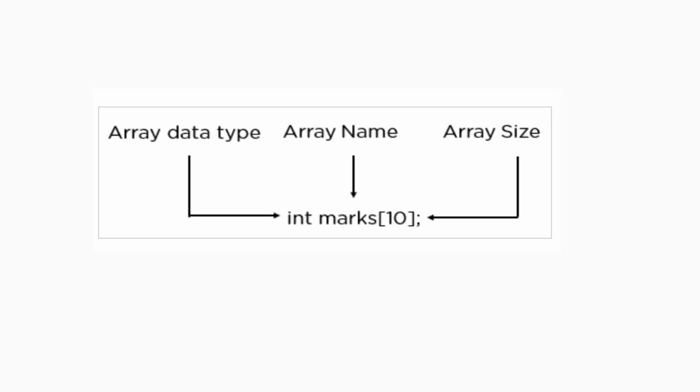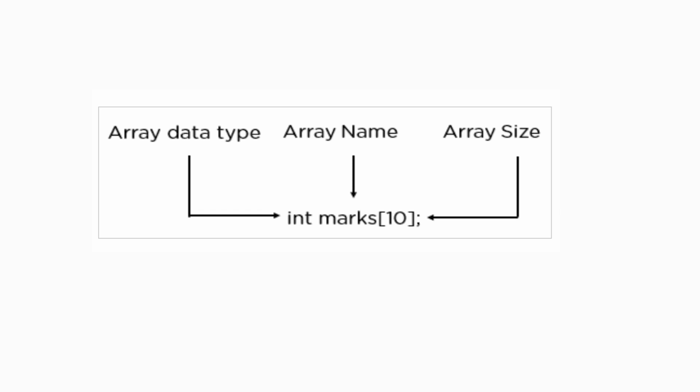So the first one is integer. Here I am writing integer, which is the array's data type. The second one is marks, the name of that array. Here I want to store the marks of the students. That's why I take the keyword marks, and this is the array name.